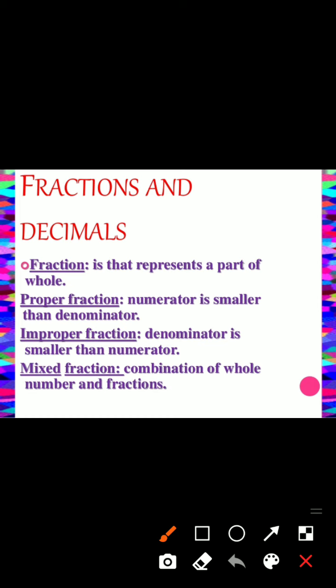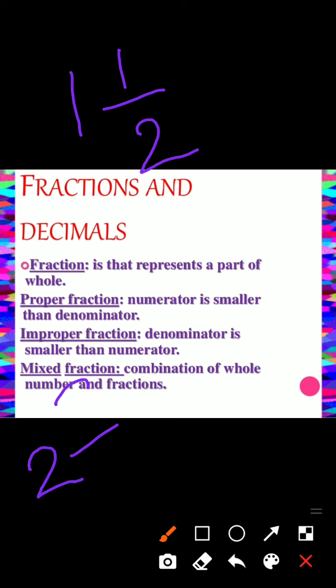Next I am writing an example of the mixed fraction. You can write it in this way: 1 whole 1 upon 2, or you can write here 2 whole 3 upon 5. This is also an example of a mixed fraction. So like this you can write your mixed fraction.